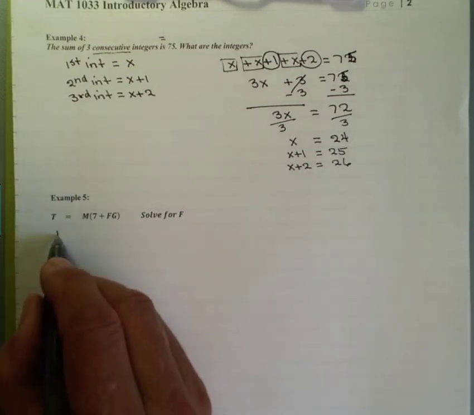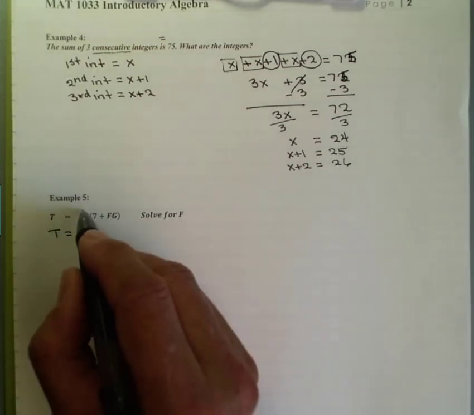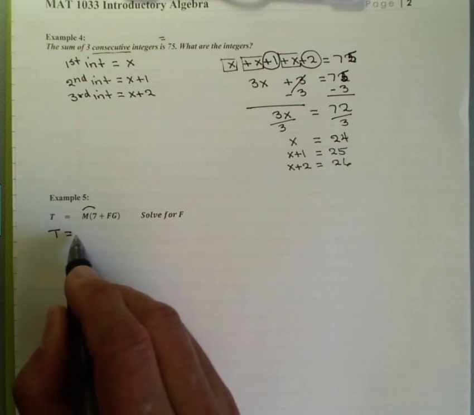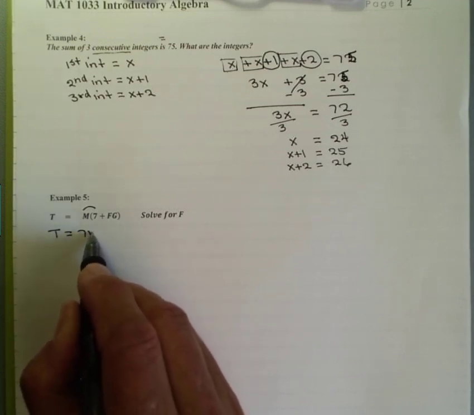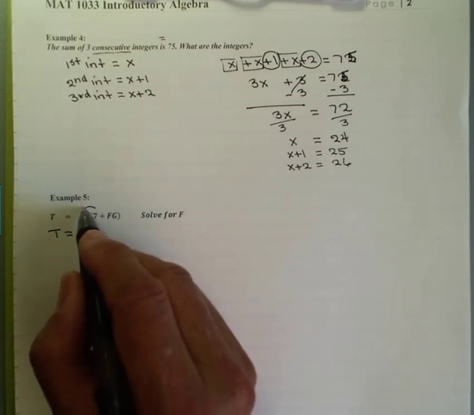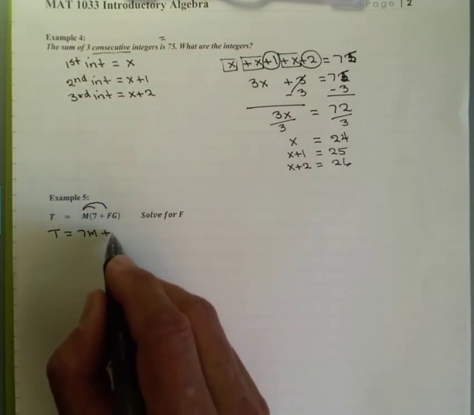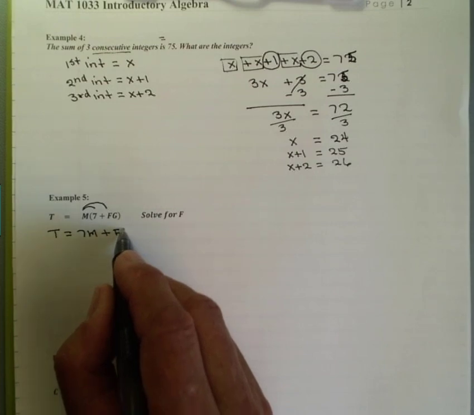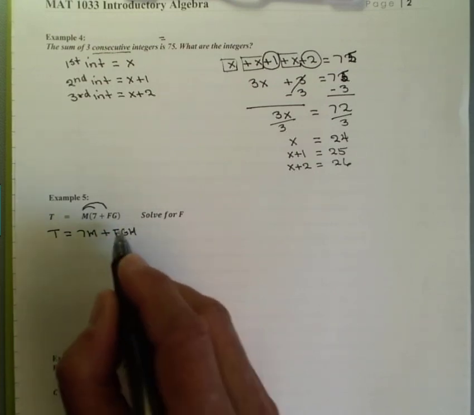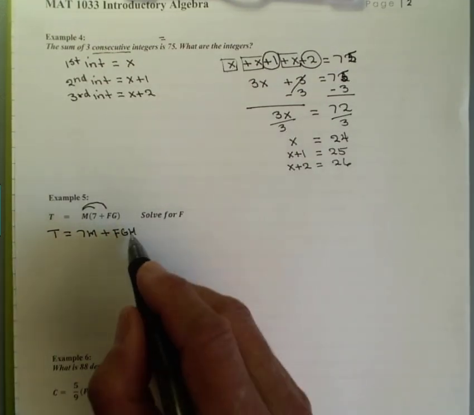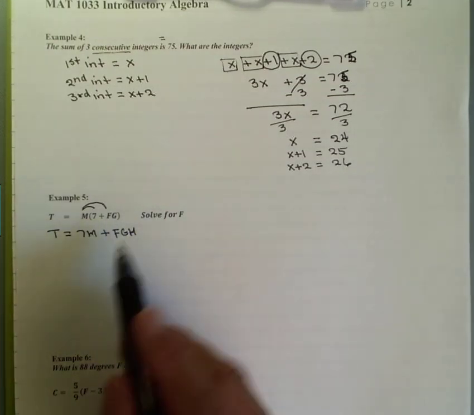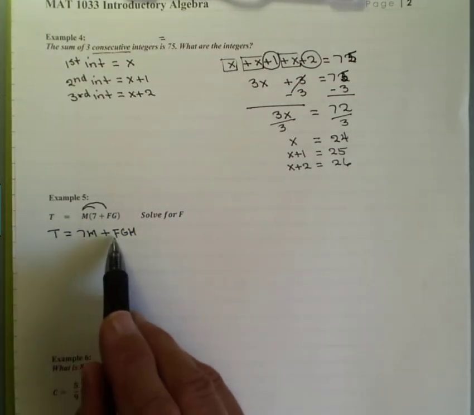We're going to say t is now equal to, and let's distribute the m. m times 7, well, that's 7m, isn't it? We always write the number first. And then the next one is m times fg, positive fgm. We usually write these alphabetically, so that's why I'm choosing to put the m last. So I've got t is equal to 7m plus fgm.